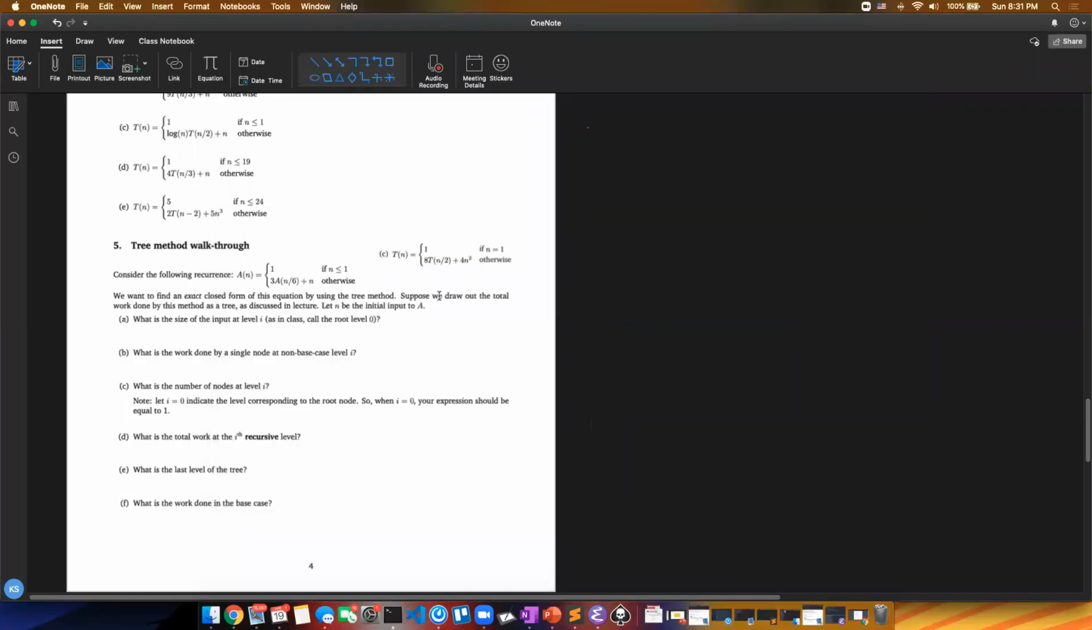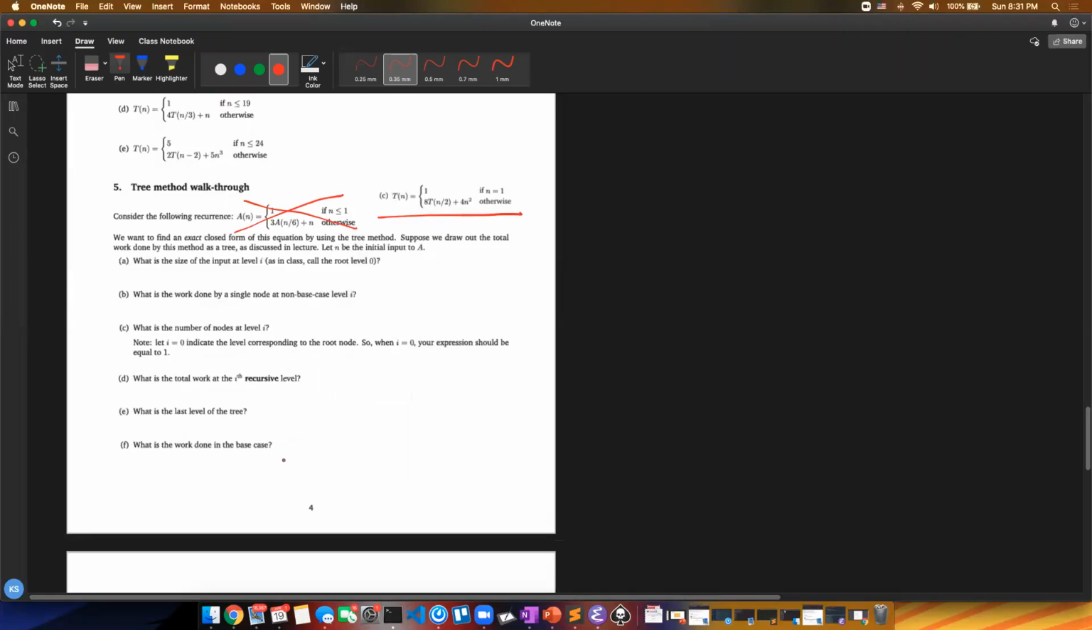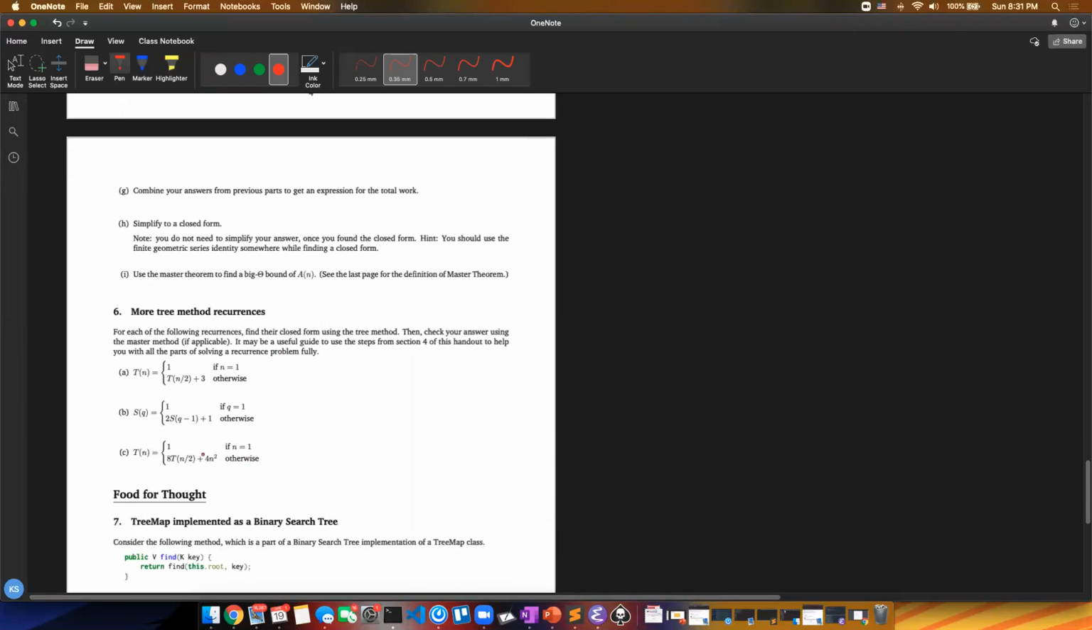Okay. Hello, everyone. Today we're just going to go over number six, the tree method walkthrough. Instead of doing number five, which we have gone through in section, we're going to try a different recurrence just for an extra bit of practice. So instead of the recurrence that we did in section, we'll be focusing in this video on this recurrence right here. And this recurrence is directly from 6C for your own reference.